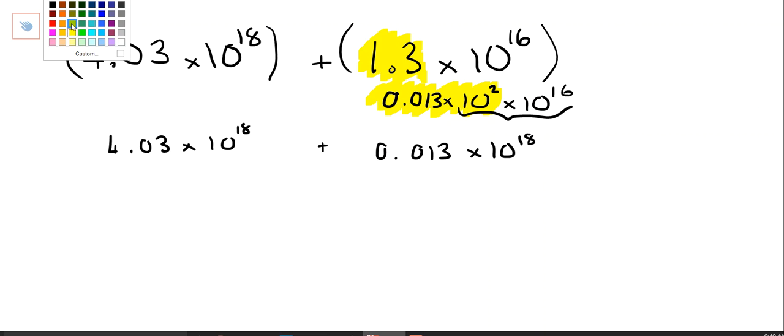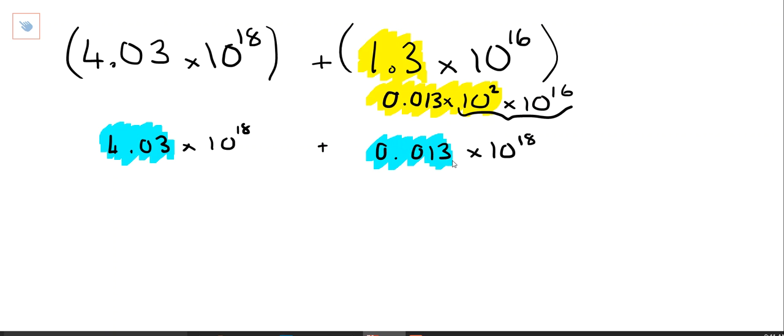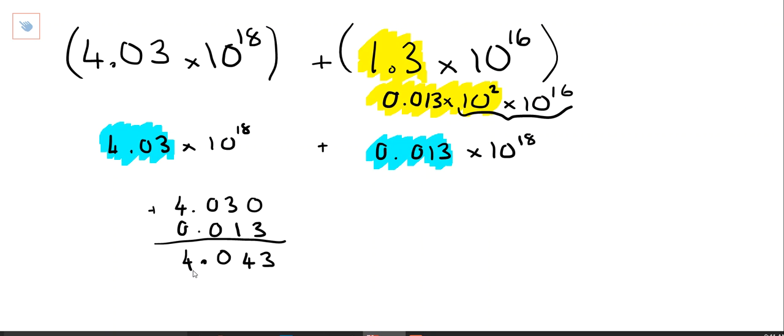So now I've got 4.03 to add to 0.013. So I've got 4.03 add 0.013. Add them together and I get 4.043. And we end up with 4.043 times 10 to the power of 18. Now here's the question. I love that.